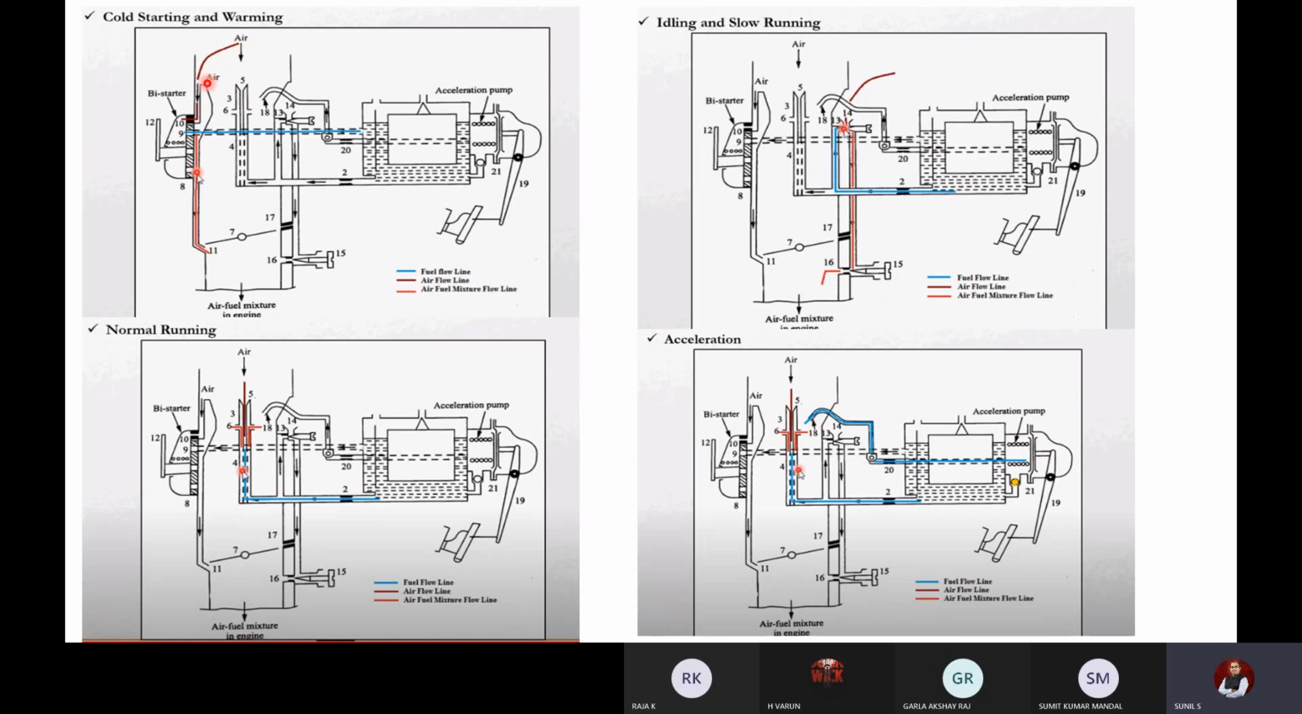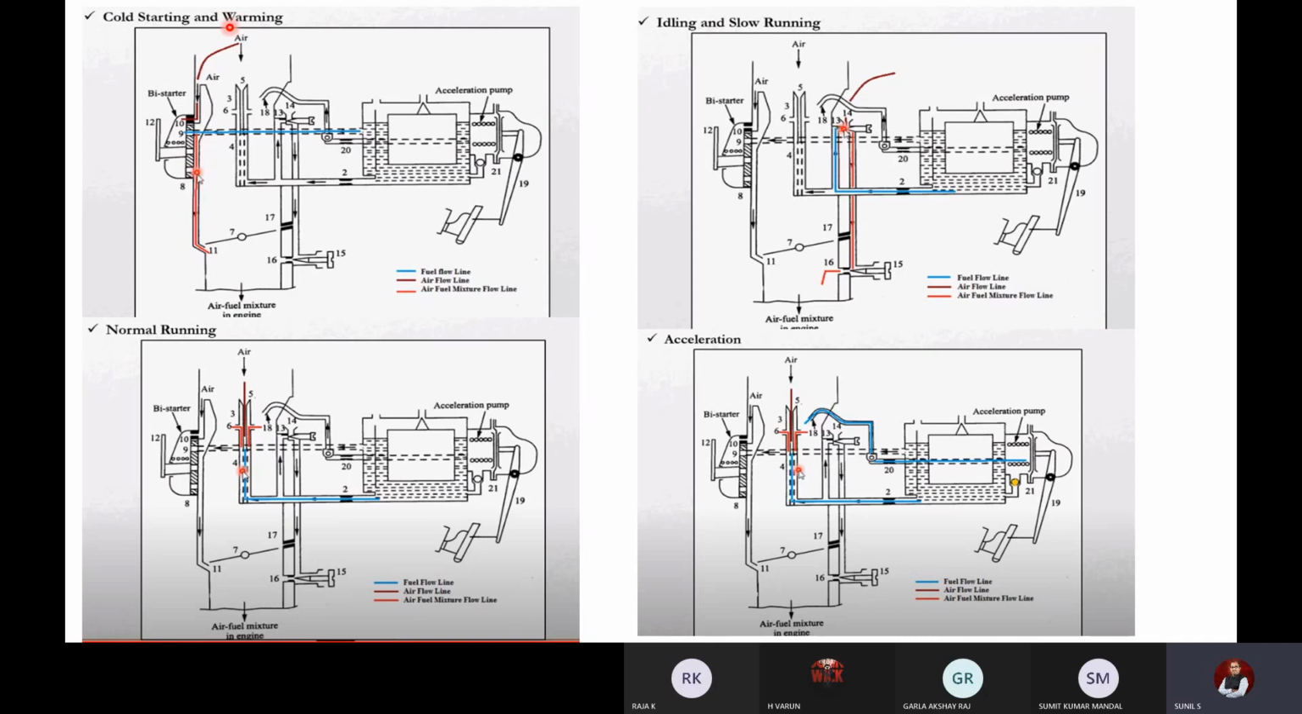The brown color line is the air flow, and the red color line is the air fuel mixture flow. So the air fuel mixture bypasses the throttle. This is the throttle or accelerator. Whenever you press the accelerator pedal, this throttle will be operated. So it will bypass the throttle and the air fuel mixture enters into the engine. So this is how it works in cold starting or warming condition. Without pressing the throttle, or without using a throttling valve, the engine gets started up. This is the first condition of working.